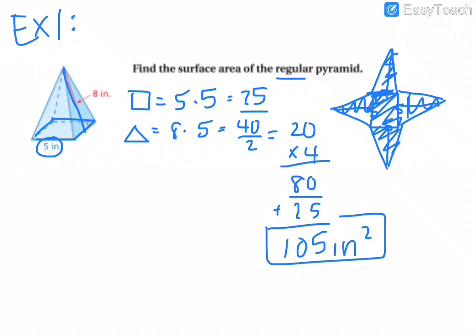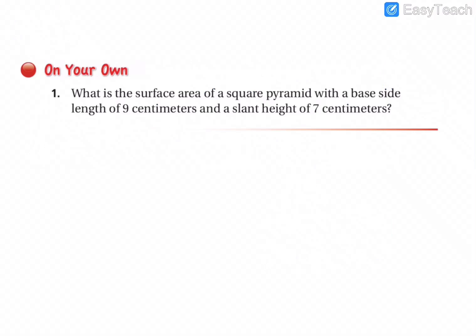Okay, so pause the video to try this first one on your own. If it helps you to draw it or draw the net of it, by all means go ahead. If you don't need to, you don't have to. Alright, so try it and then come back to check your work.